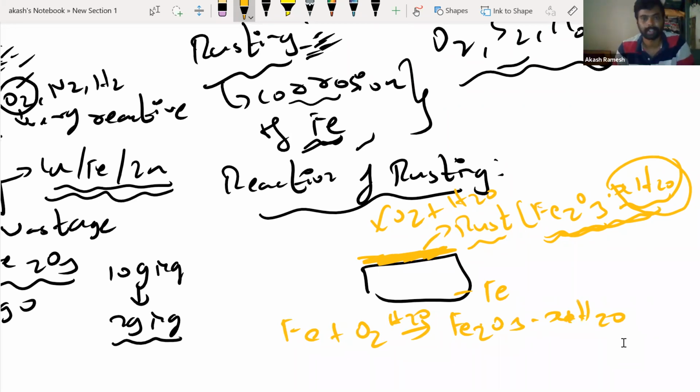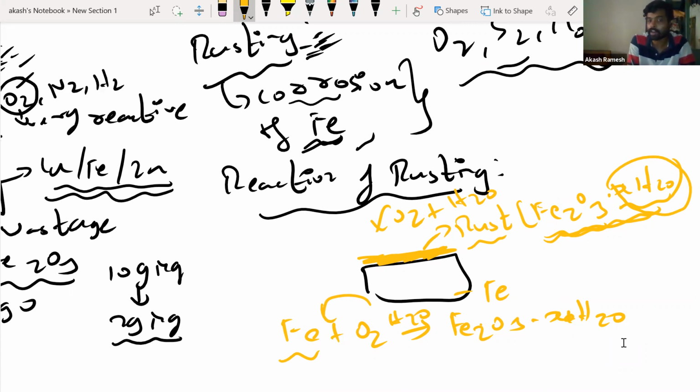Fe2O3·xH2O. This is the equation for rusting. You have to remember this. A lot of times in your board exam, this question will be asked. Now it is oxidation only, right? Iron is getting added to oxygen, or oxygen is getting added to iron. So iron is getting oxidized.